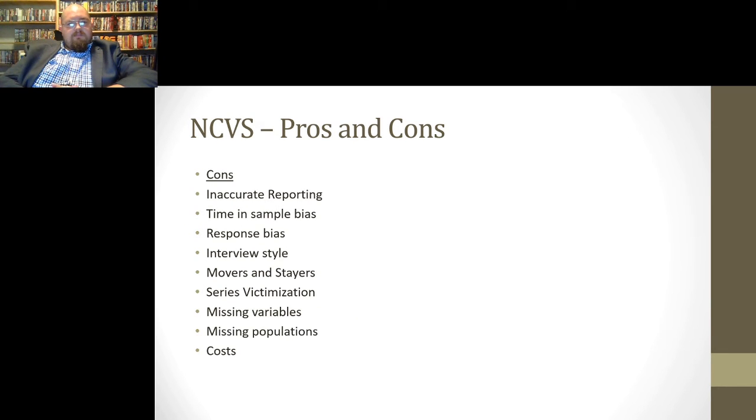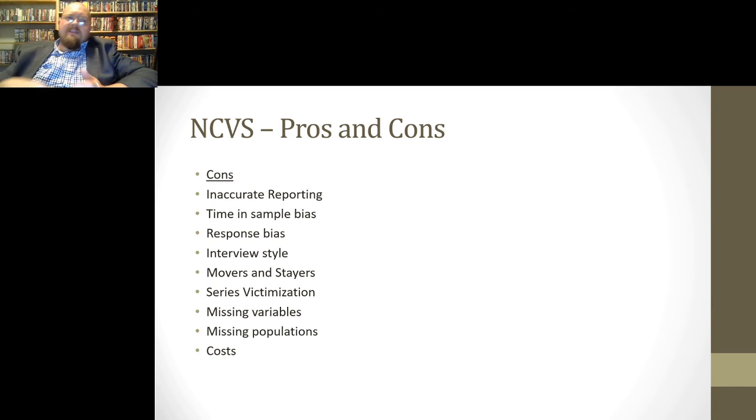Some of the pros and cons of the NCVS: it can typically have inaccurate reporting. Again, it's based on the interpretation of the person that's answering the questions, whether or not a crime has actually taken place. So you don't have that definitive criteria for what counts as a particular type of crime.